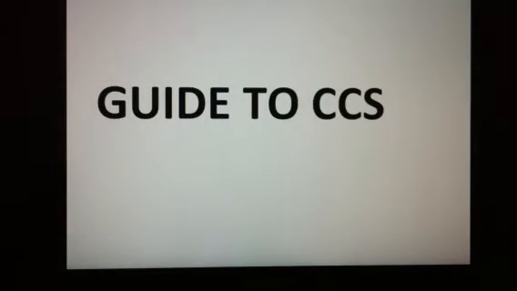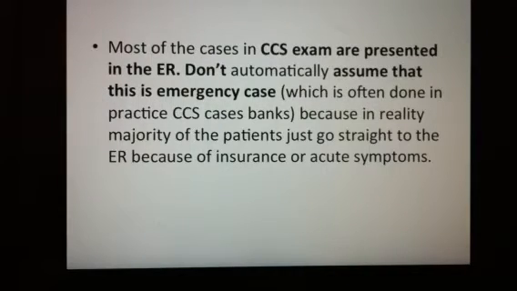Let's cover CCS. Important thing: most of the CCS cases are presented in the ER. Do not automatically assume that this is an emergency case just because the patient is in the ER. Look at the patient's symptoms, see if this patient needs emergency measures, then go from there.